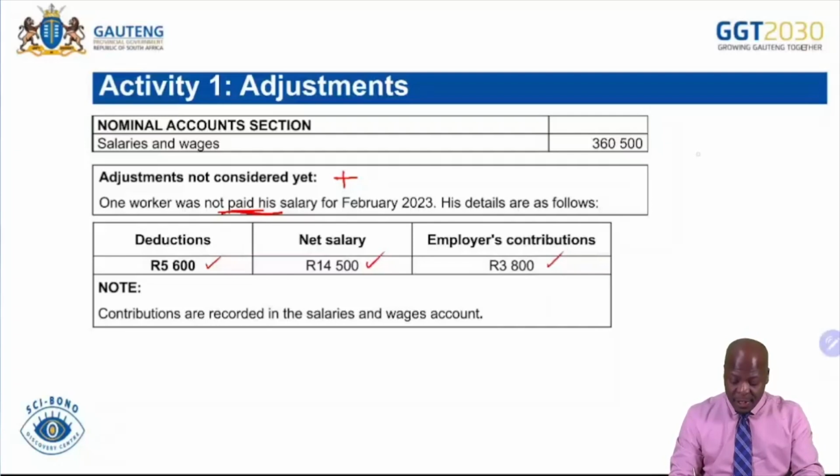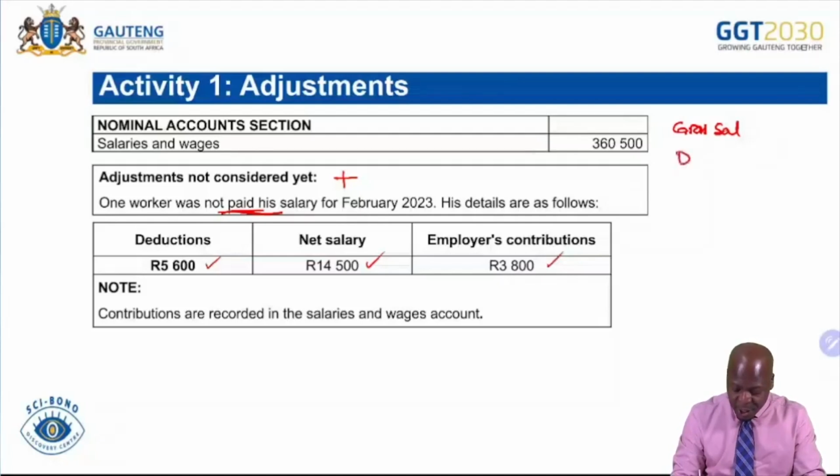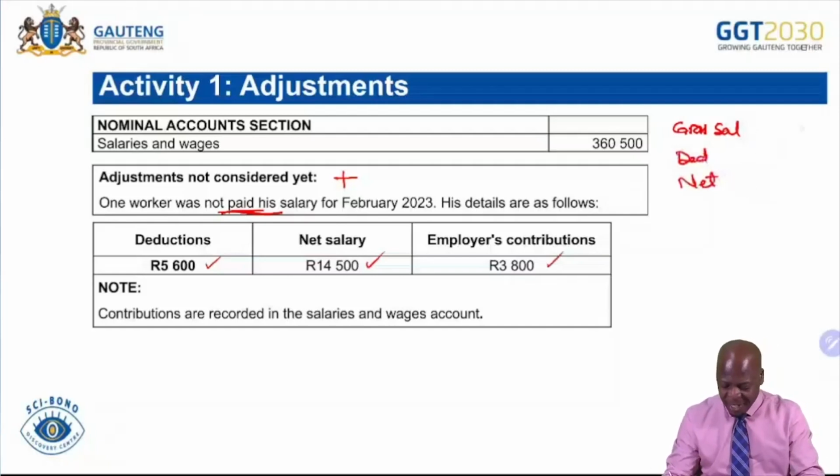The starting point is you have to know what is gross salary. Your gross salary is made up of two things. Once you have your deductions and your net salary, you can get gross, because gross minus deductions is equal to net. I'm going to say that again. Gross minus deductions is equal to net. So if you have your net salary and you have your deductions, you can then get gross. In this case, we are given deductions which are 5,600.